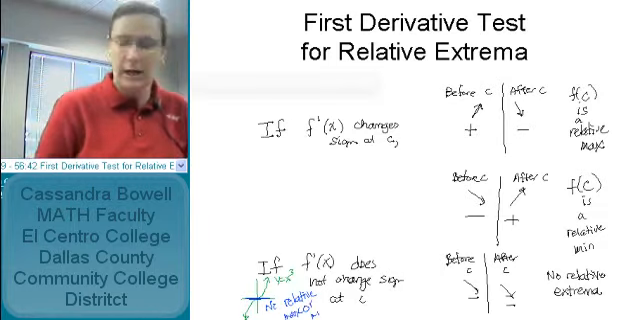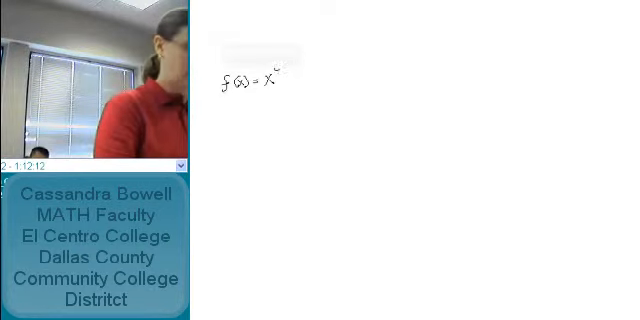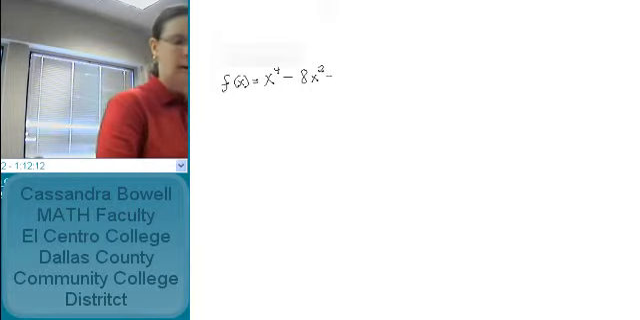All right, so let's go try a homework problem then. Finally getting to those, huh? So here we have a function. It's a fourth degree function. F of x equals x to the fourth minus 8x squared plus 9.